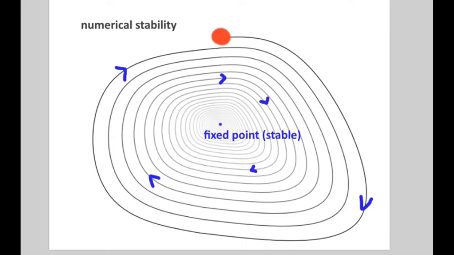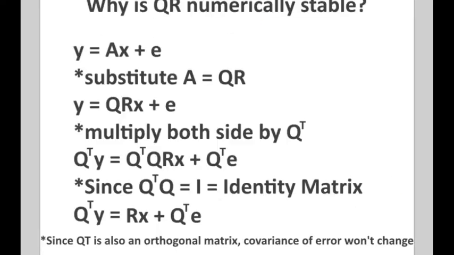Now we've gone through orthonormal vectors and numerical stability, so we can tackle the question: why do we want to use QR decomposition? It's actually because QR decomposition is numerically stable.